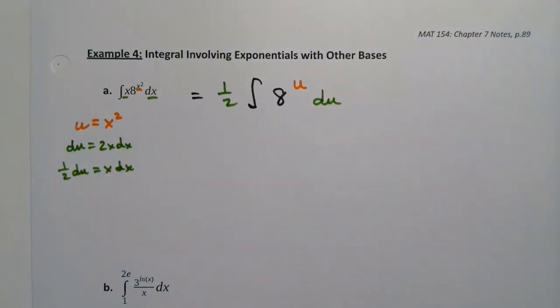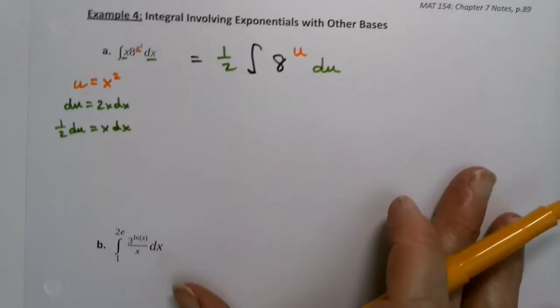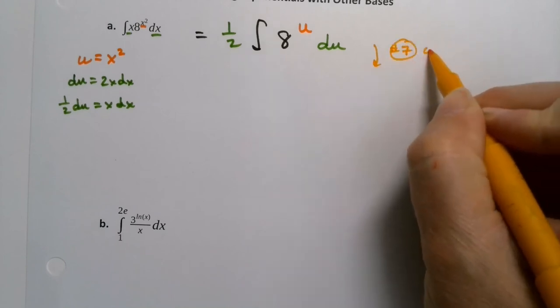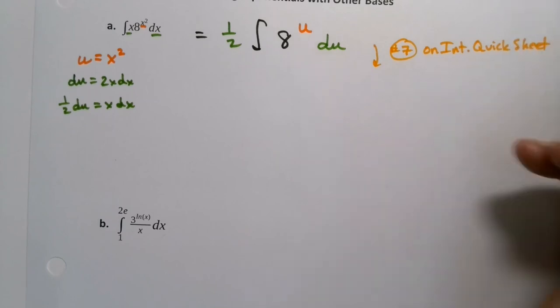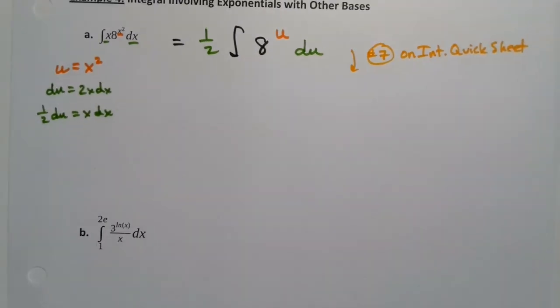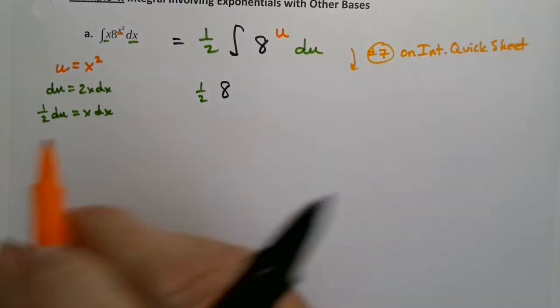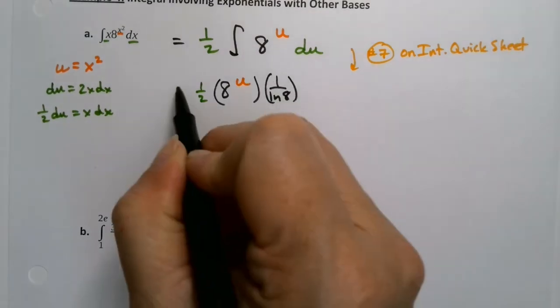which according to number 7 on our sheet, if we look on our integral sheet, we're using number 7, which is this one, right? The integral of b to the u is 1 over the natural log of b times b to the u. So according to number 7 on the integral quick sheet, this would be equal to 1/2, because that's still sitting there, and we haven't done anything with that. And then it'd be 8 to the u times 1 over the natural log of 8 plus c.